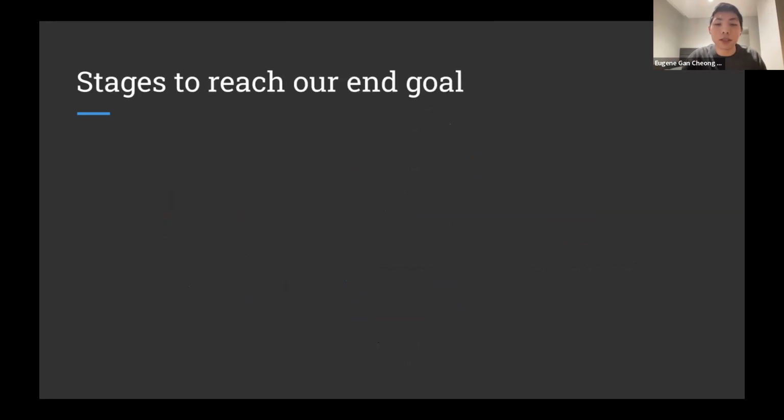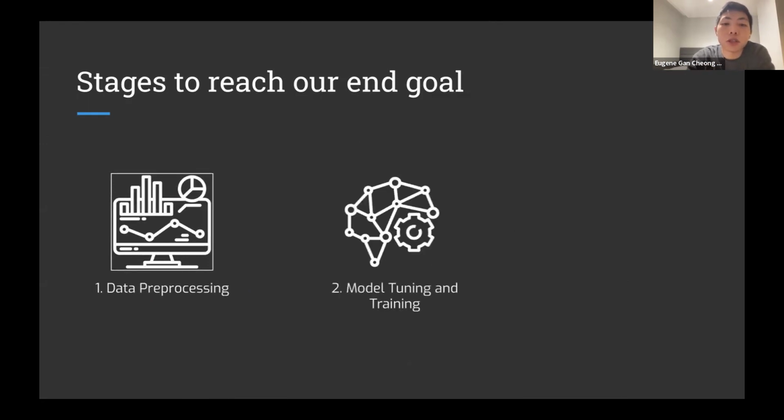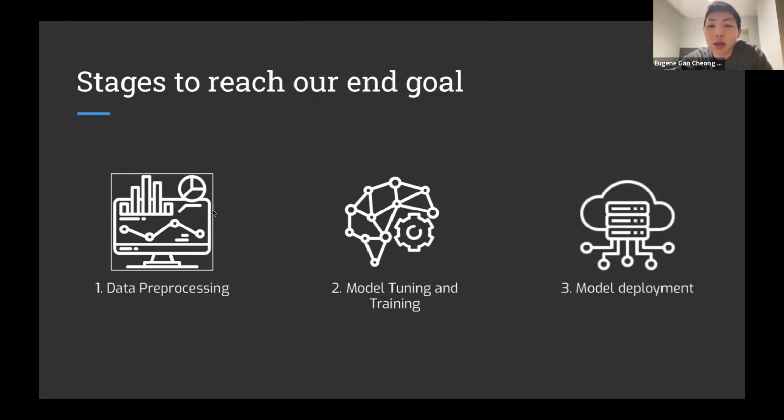So all this sounds very easy, but I'm pretty sure you'll have heard this term before used in ML: rubbish in, rubbish out. So to prevent that from happening, we need to do data pre-processing. And that's what we are doing today. Following which, we'll be doing model tuning and model training. And lastly, we'll be doing model deployment to reach our end goal. In this workshop itself, it's not possible to reach the end goal, but we'll be focusing on data pre-processing, which has a lot to cover.